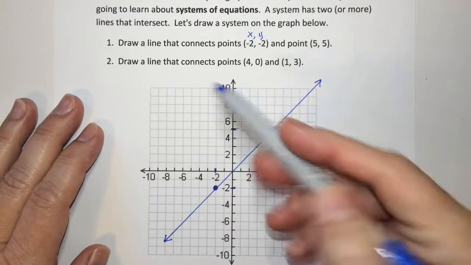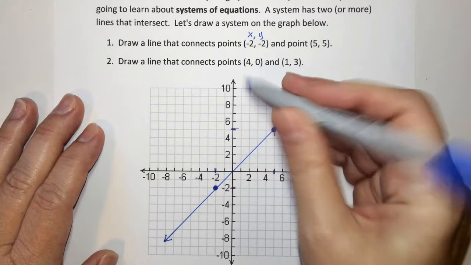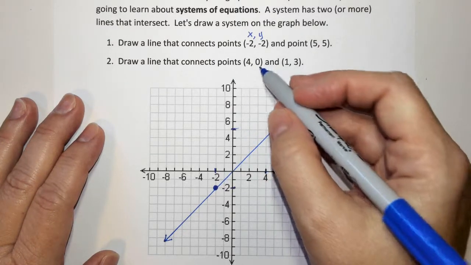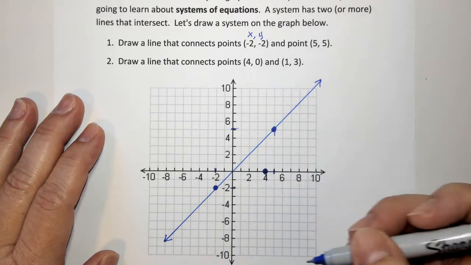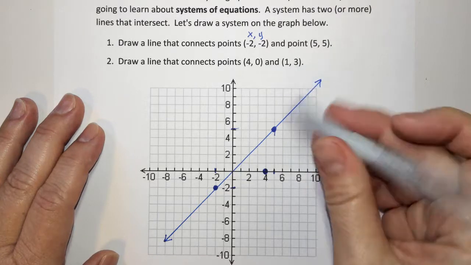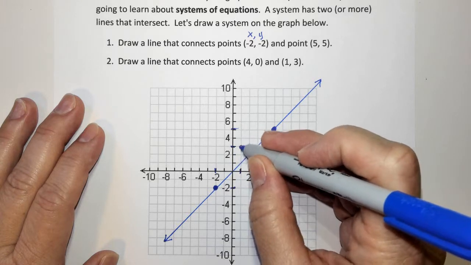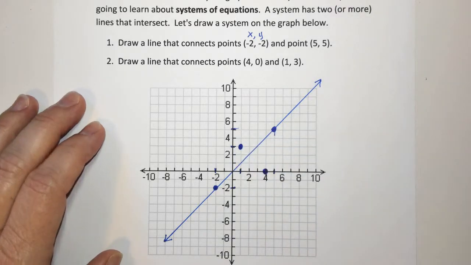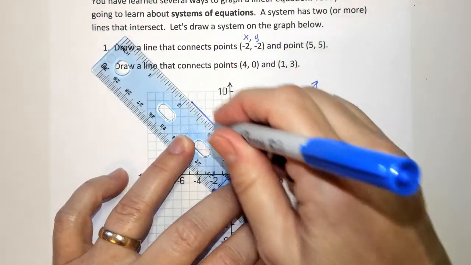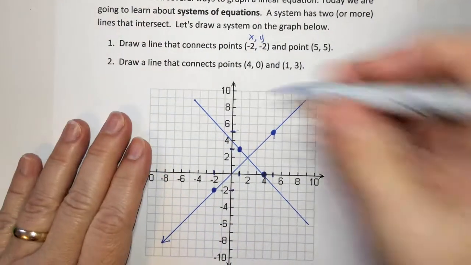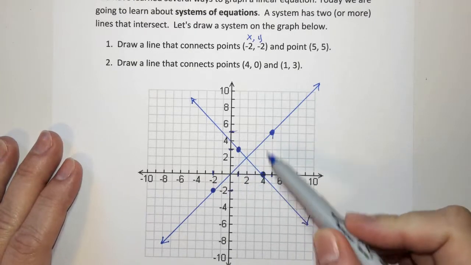Okay, line number 2. Draw a line that connects points (4, 0) and (1, 3). So x is 4 at the same time that y is 0. So the y value didn't move at all right here. The next point is (1, 3). X is 1 and y is 3. Meets right here. 2 points means that you can draw a line. Very nice. This is our system of equations.